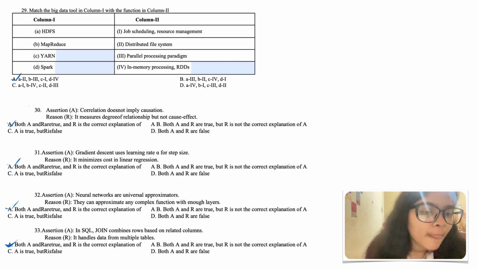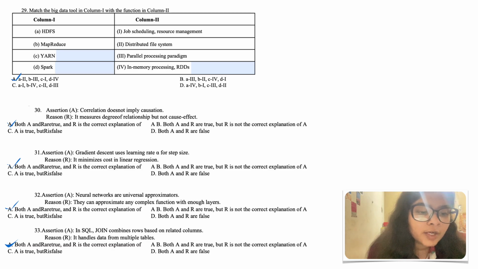Moving to the next question, Question 30. Correlation doesn't imply causation. It measures the degree of relationship between variables, but not the cause and effect. Option A is correct because both are true and both explain each other very well. Correlation observes associativity, how data are associated, not the causativity. Association and causation are not the same.